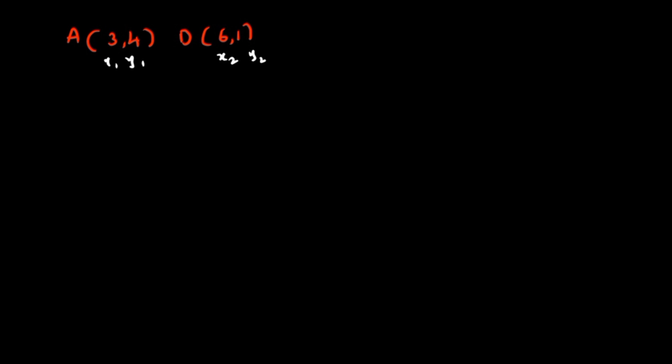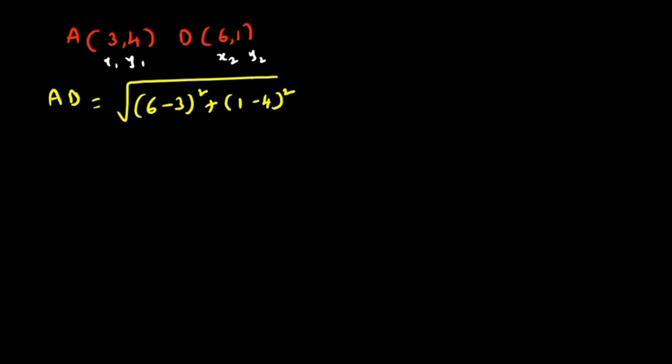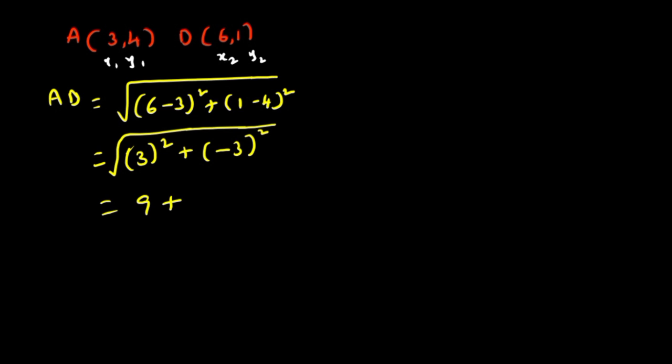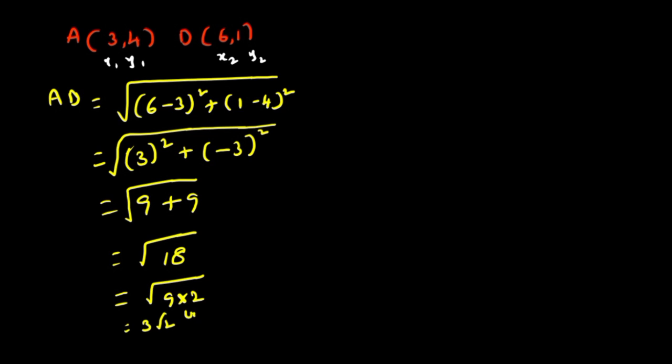Now we should use the distance between the 2-point formula, so that AD equals root of x2 minus x1, that is 6 minus 3 whole square and 1 minus 4 whole square. Okay, so 6 minus 3 is 3 square, plus 1 minus 4, this is minus 3 whole square, then the 3 square is 9 and minus 3 square is 9, root of 9 plus 9, that equal to root 18. So this root 18 again we write as 9 into 2, that equal to 3 root 2 units. Okay, so these are the 4 sides we found.